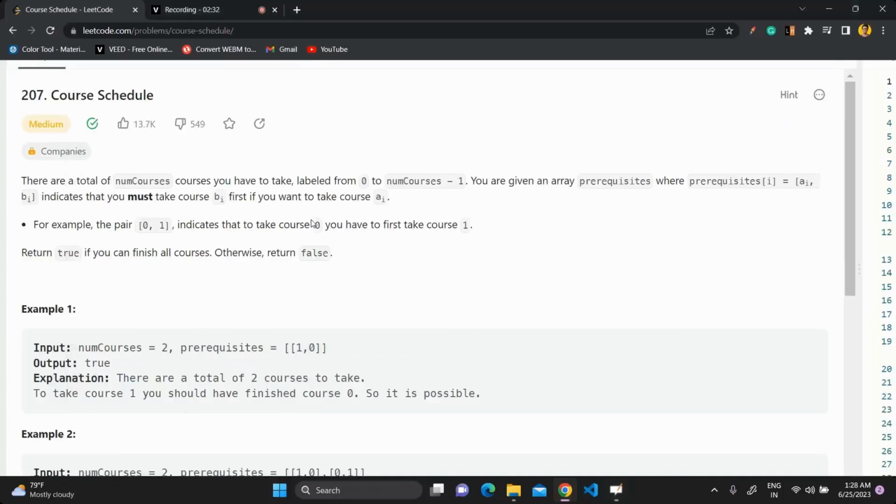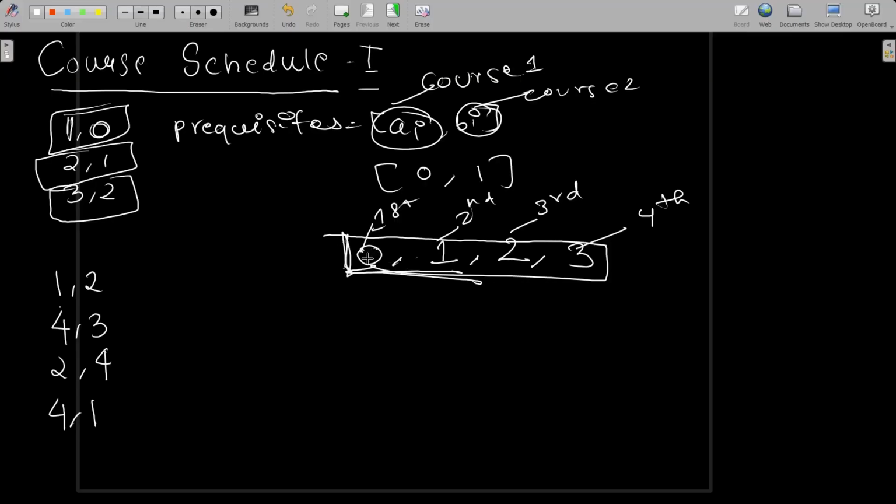What does the question ask? It asks to return true if you can finish all the courses. In this case, we can finish all the courses. If we take course 0 first, then course 1, then course 2, then course 3, we finish all the courses and we can return true in our case.